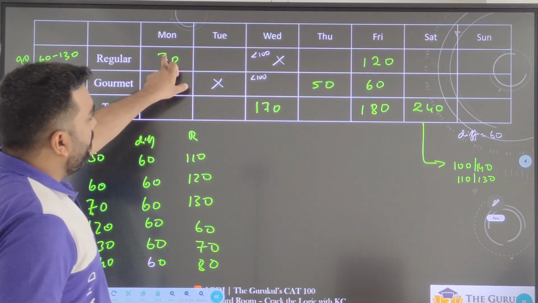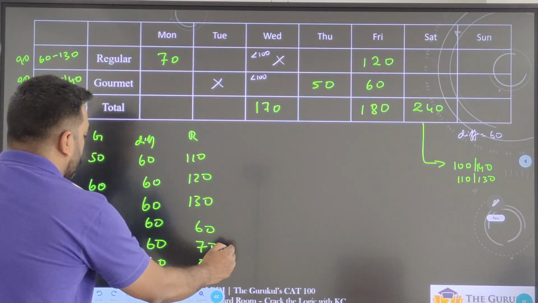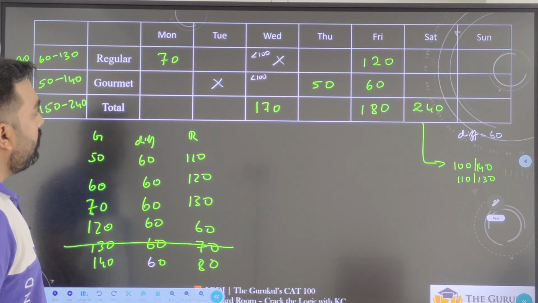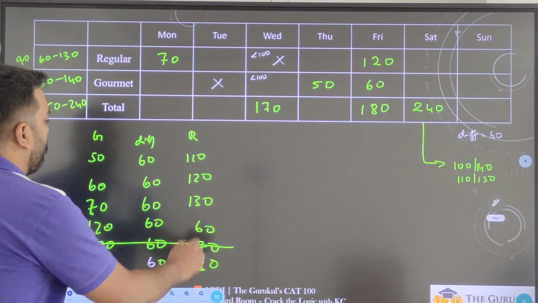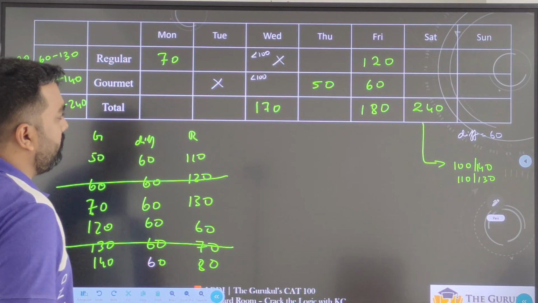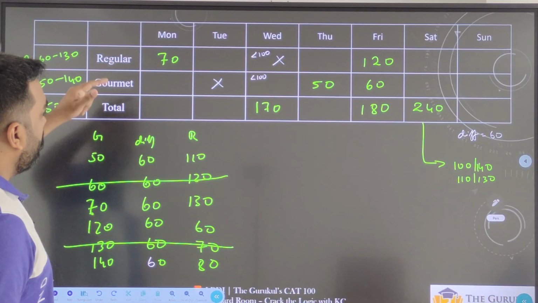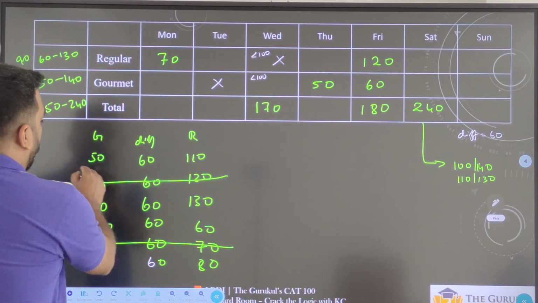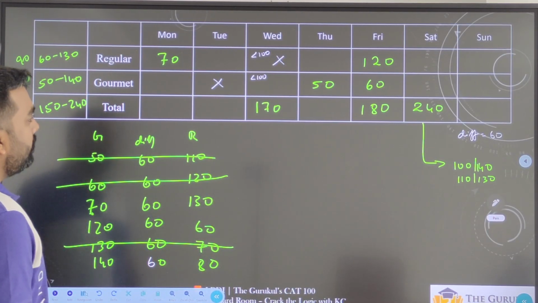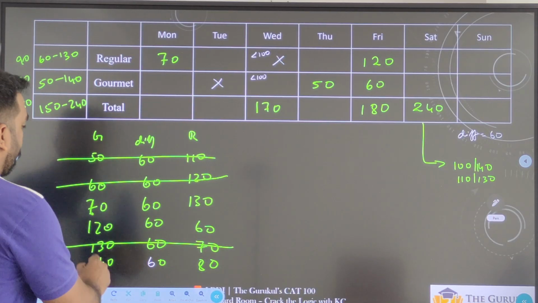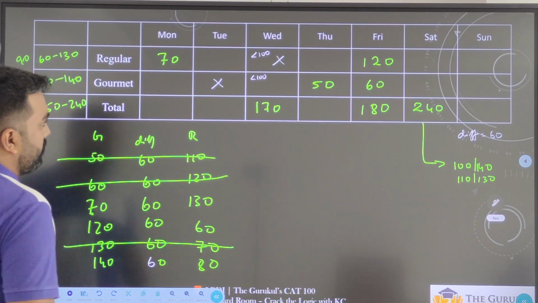Now observe carefully, in regular already 70 is done, so 70 cannot be possible. In regular already we have 120, so 120 is not possible. Now let's look at gourmet. In gourmet already 50 is occupied, so 50 is not possible. In gourmet already 60 is occupied, so 60 is anyway not possible.